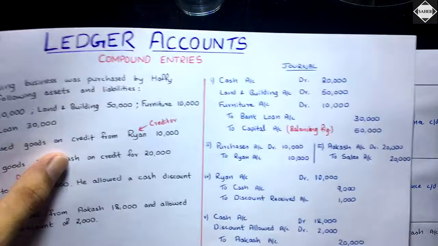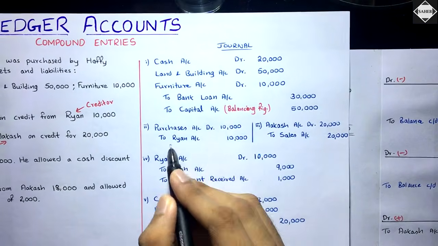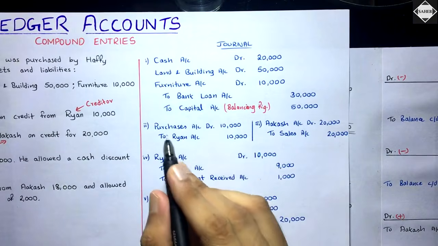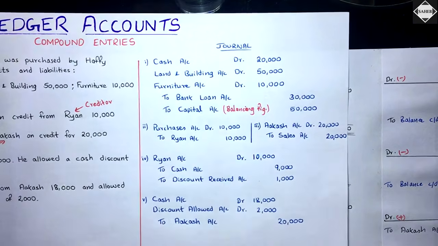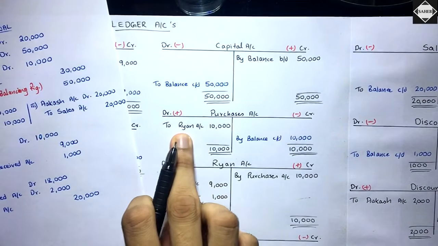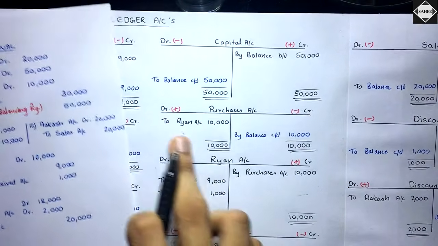Next, the transactions are, see here, the second and third entry. Purchase account debit 10,000 to Ryan account 10,000. Now this is a very simple posting, you can easily do this. Purchases are increasing. Go to the purchase account. See here, purchases are increasing. Purchase account is debited because you have purchased the goods from Ryan. So to Ryan account 10,000.